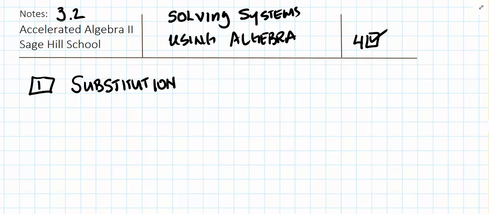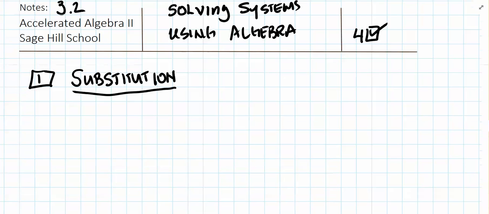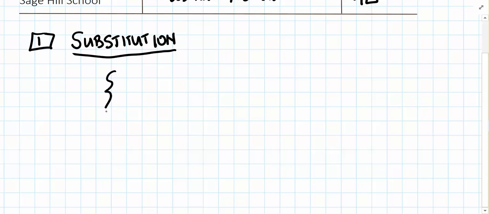Okay, the first way, which I'm pretty sure everybody has taken into consideration before, is this thing called substitution. Who's heard of this before? Substitution. Okay, this is a very fancy way of solving a system of linear equations. So let me give you an example.